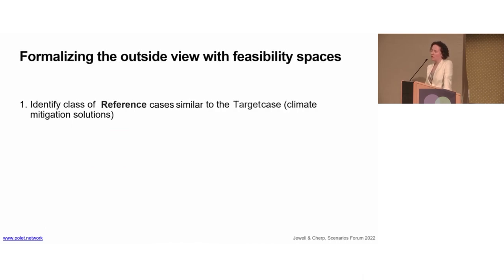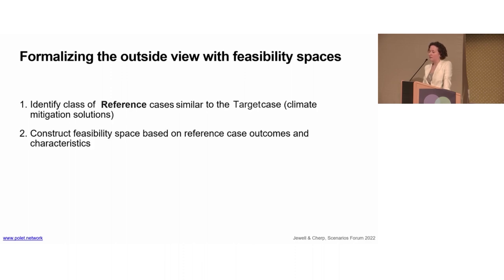And we've been working on developing this outside view through the development of feasibility spaces, and we develop these feasibility spaces with three steps. The first is to identify a class of reference cases similar to the target case being a climate mitigation solution. The second step is to construct feasibility spaces based on reference case outcomes and their characteristics. And the third is to map scenarios or targets onto the feasibility space. And I will now illustrate this with a case from our own research.